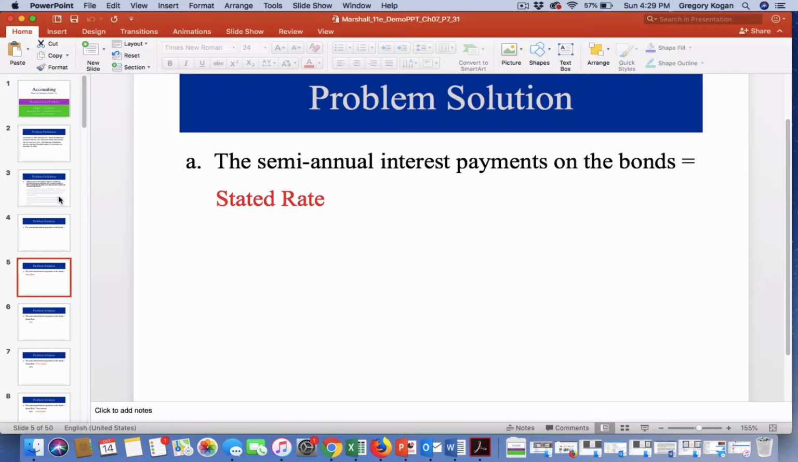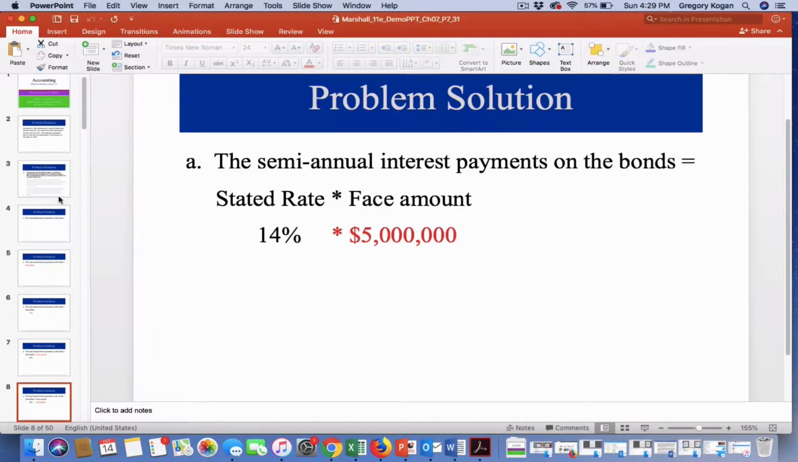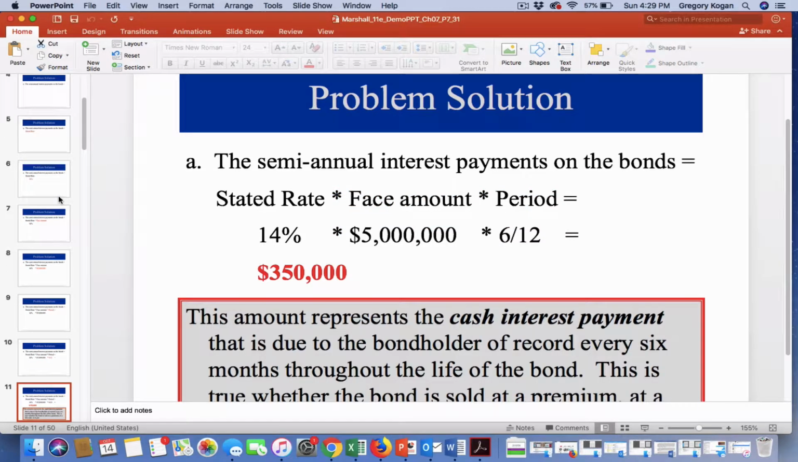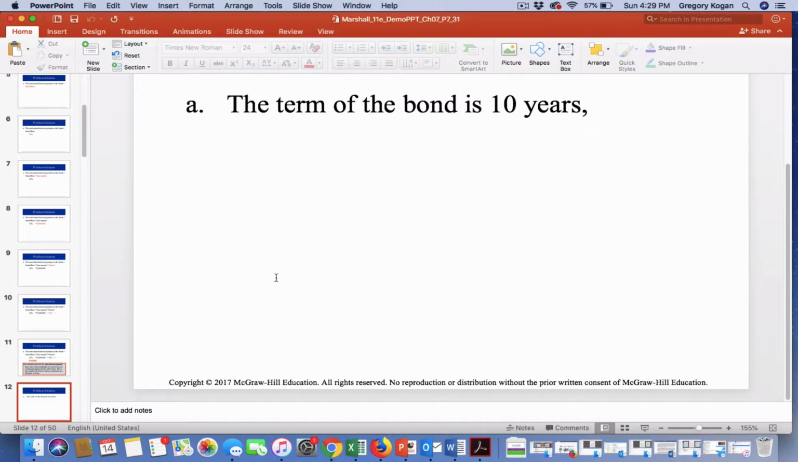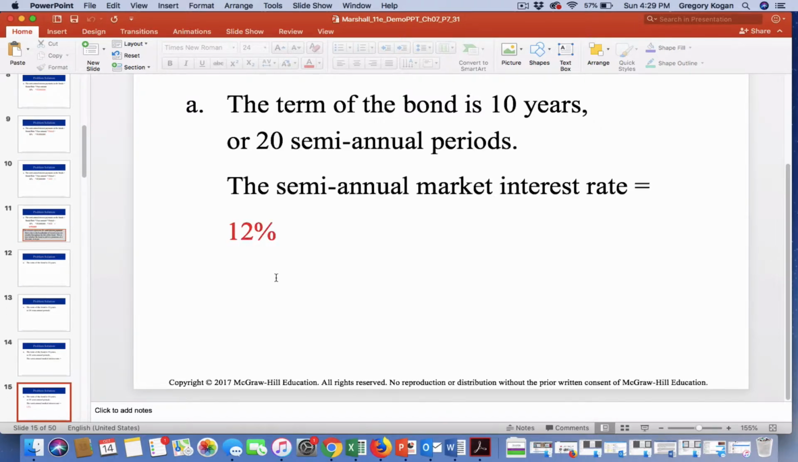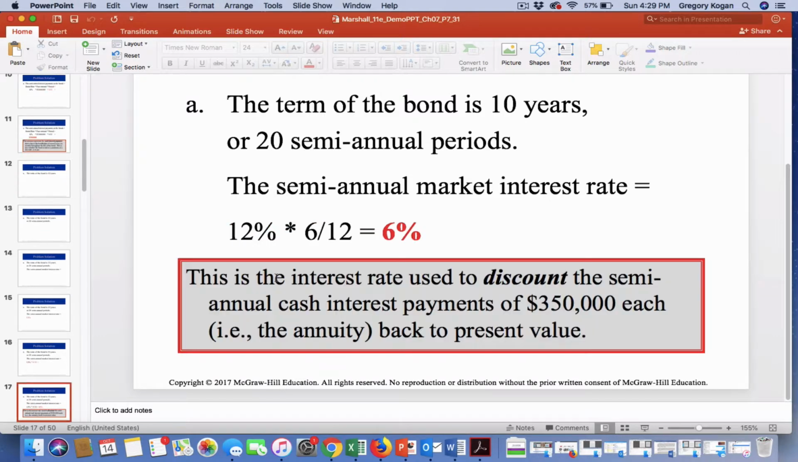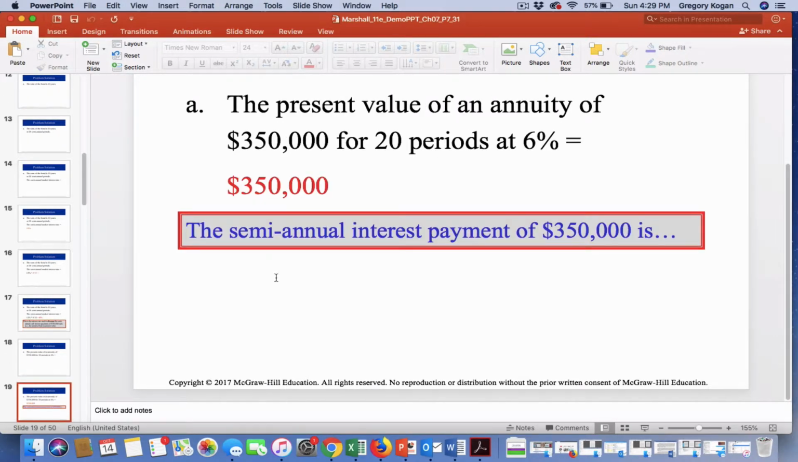Okay, but what is the stated rate? So times the face amount, okay, times the period. So this would be the cash interest payment, $350,000 per period. So every period we book the entry interest payable, and this would actually be paid every 6 months. Okay, the term of the bond, the market rate, this is the market rate.